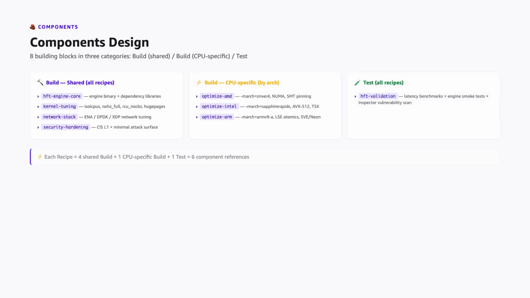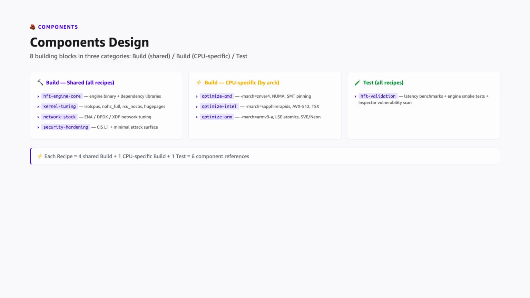Now to the heart of the reuse story, the 8 components, in 3 groups. The first group is shared build steps that run on every single recipe. There are 4. HFT Engine Core deploys the trading engine binary and its dependency libraries. Kernel tuning applies the low latency essentials, isolcpus, nohz_full, rcu_nocbs, and huge pages, to keep critical cores free of interruptions. Network stack handles ENA driver, DPDK, and XDP tuning for the fast path. And security hardening applies sysctl-level hardening and trims the attack surface to a minimum.